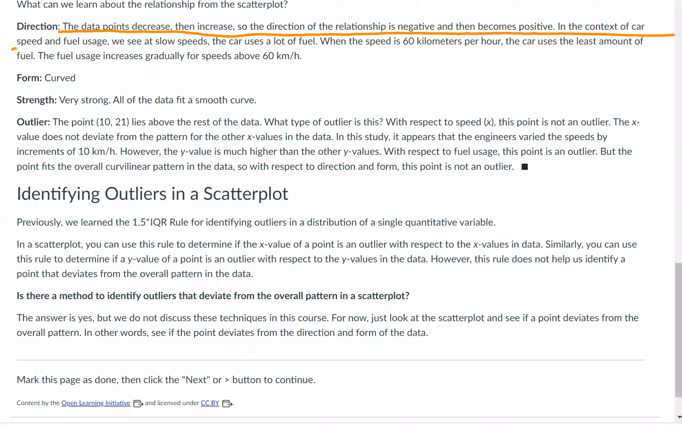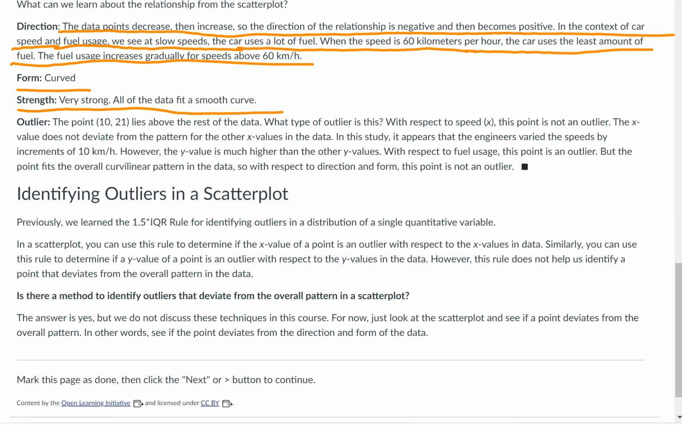In the context of car speed and fuel usage, at slow speeds the car uses a lot of fuel. When the speed is 60 kilometers per hour, the car uses the least amount of fuel. The fuel usage increases gradually for speeds above 60 kilometers per hour. The form is curved, it's not a line. The strength is very strong.